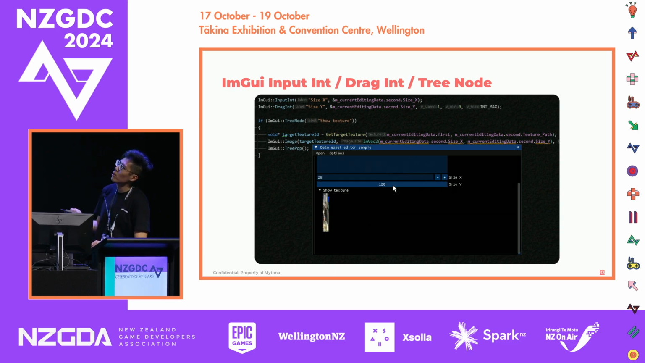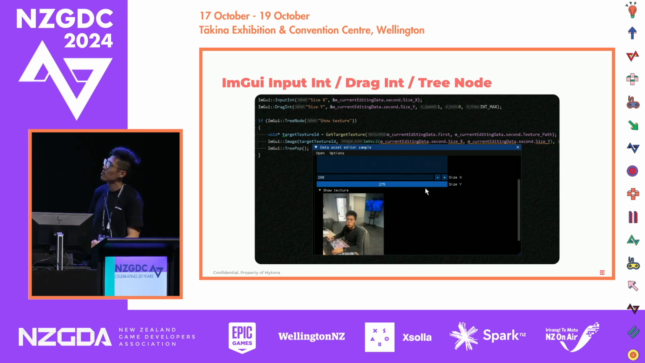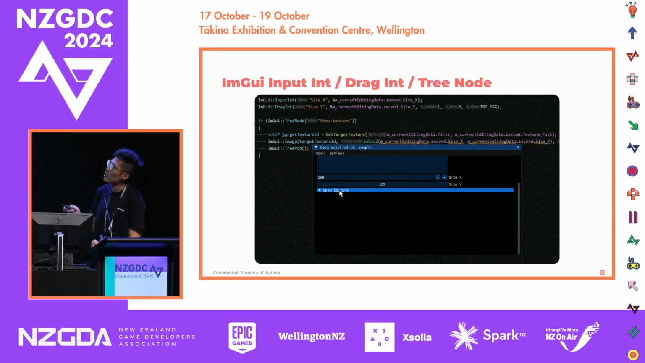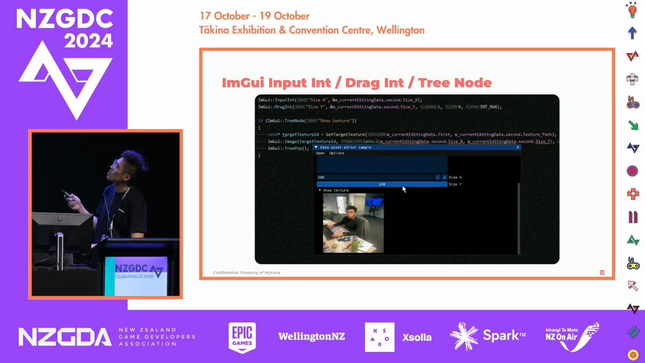Some editors for integer and floating point. I use input int here, which gives you minus and plus buttons to change the value. You can double click on the box to edit. And another one, drag int, which is a draggable area. You can change the value, and you can change the speed as well, like the minimum and the maximum.